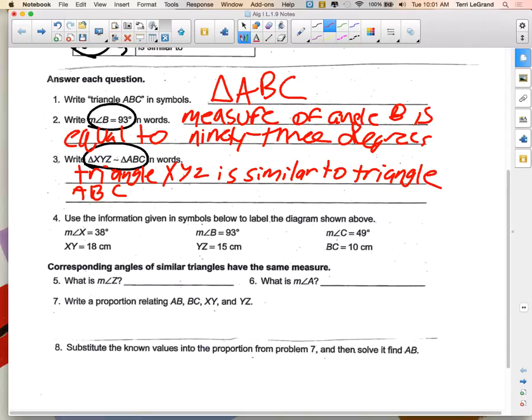Okay, number 2. Can we agree with number 2? Measure of angle B is equal to 93 degrees. Do we agree with that? Is that what that says? Okay. And how about the last one? Triangle XYZ is similar to triangle ABC. Do we agree with that one?